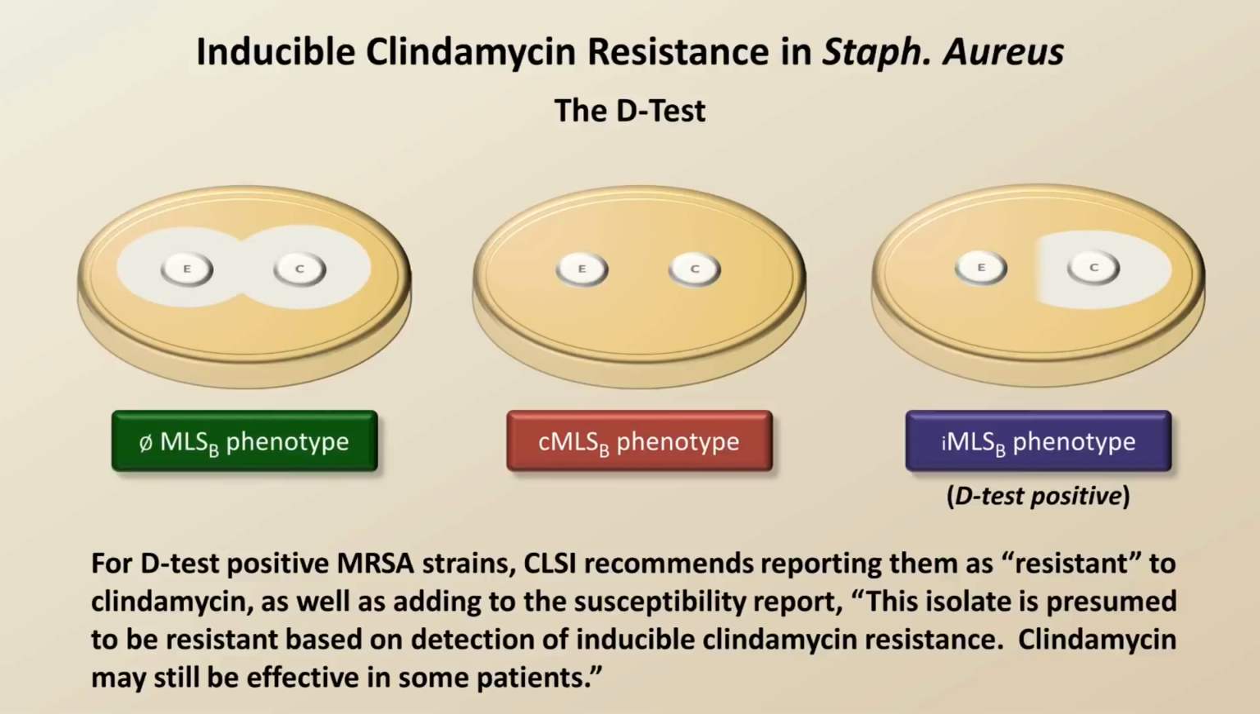You should note that it is certainly possible for the outcome of the D-test to have no inhibition around erythromycin and a ring of growth inhibition around clindamycin that is a perfect circle, lacking the D shape. In this circumstance, the resistance to erythromycin would be based on a mechanism unrelated to the ERM gene, and these strains would be considered non-inducible.